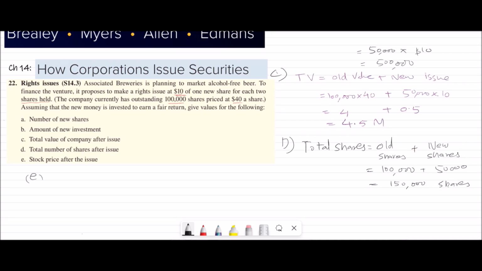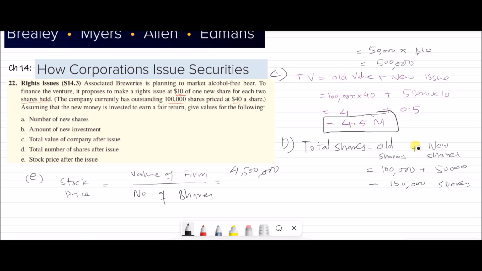Then we have E, stock price after the issue. So the stock price is equal to the value of the firm divided by the number of shares. From part C, we know that the value of the firm is equal to $4.5 million. And the total number of shares from part D is 150,000. So the share price is $30.